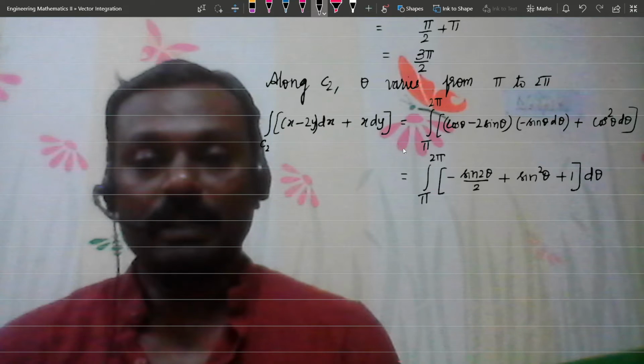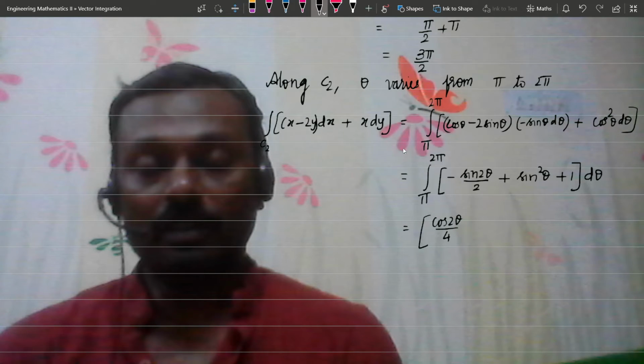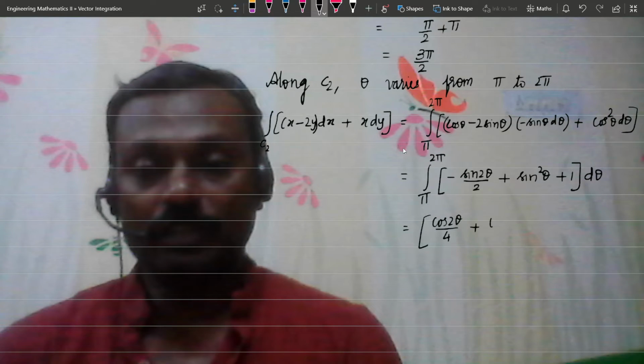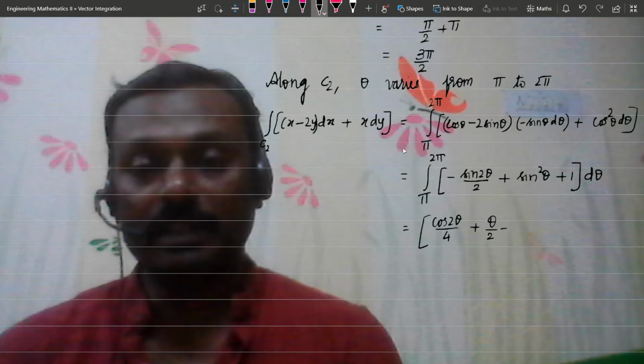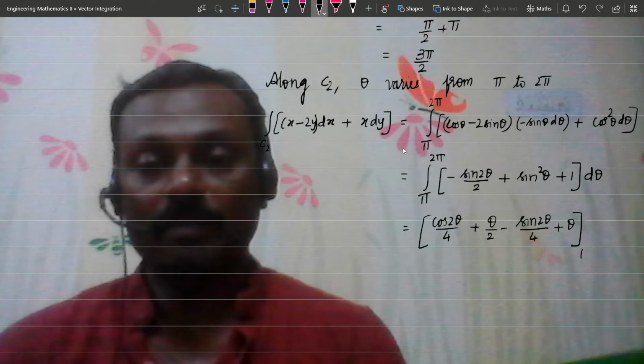Now the sin square theta cannot be evaluated directly, so we can go for the identity (1 minus cos 2 theta) by 2, which on integration gives theta by 2 minus sin 2 theta by 4, plus theta, between the limits pi to 2 pi.